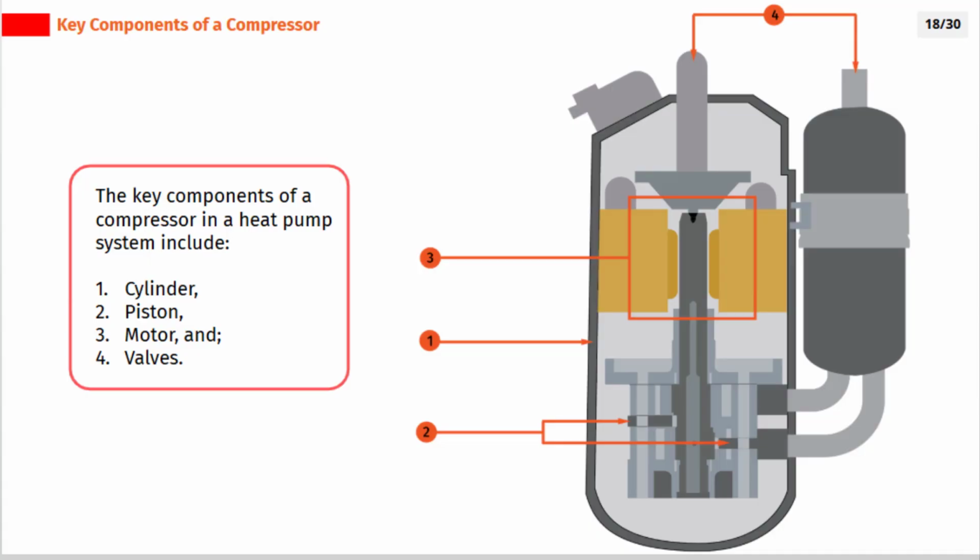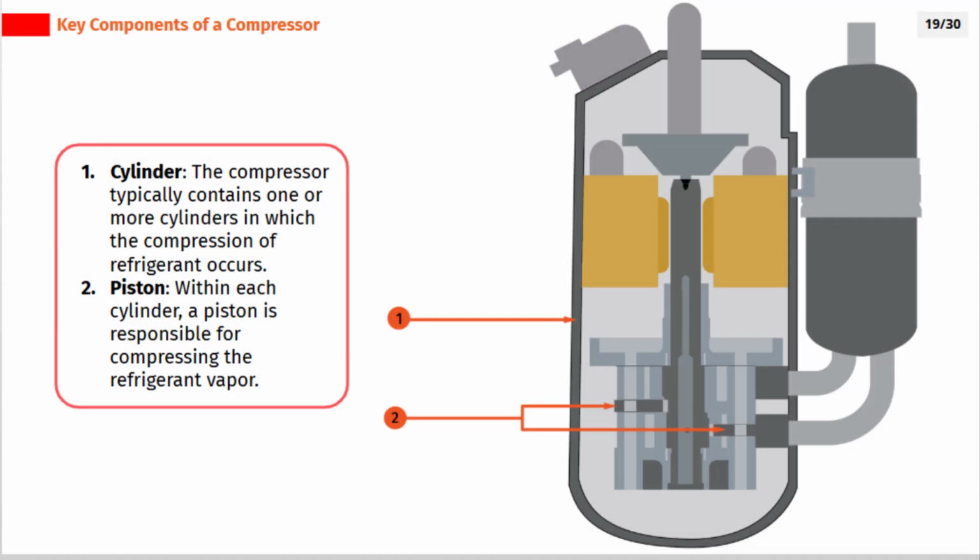The key components of a compressor in a heat pump system include cylinder, piston, motor, and valves. Cylinder. The compressor typically contains one or more cylinders in which the compression of refrigerant occurs. Piston. Within each cylinder, a piston is responsible for compressing the refrigerant vapor.